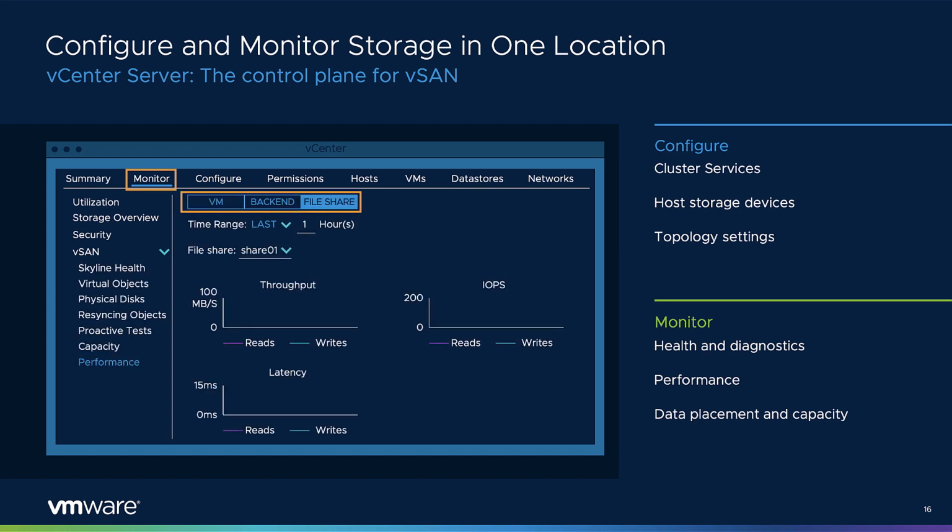vCenter Server provides for easy configuration of vSAN, as well as ongoing monitoring and adjustments. In the vCenter Server UI, you'll find 2 primary areas for all things related to vSAN: the Configure tab and the Monitor tab. The Configure tab is where the data services for the cluster are configured, as well as the use of host storage devices. It's also where configurations can be made to accommodate different types of topologies. The Monitor tab is where one can see all ongoing operations with vSAN: health, performance, data placement, and capacity.